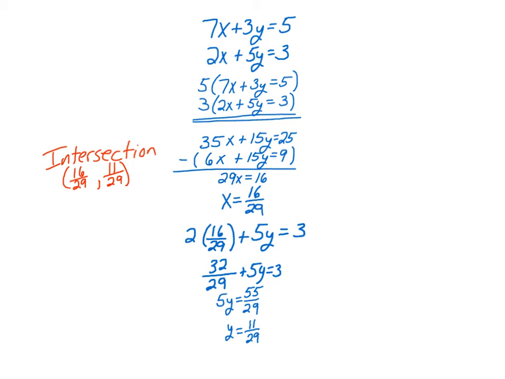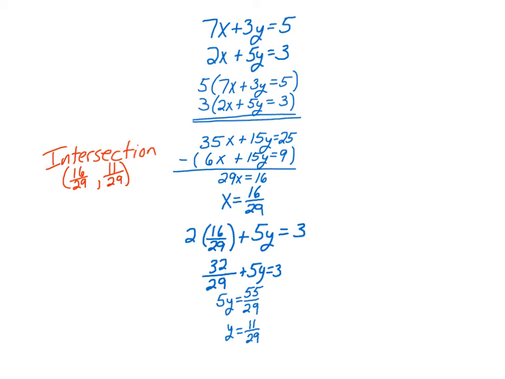Here's the solution. What we decided to do is multiply the top equation by 5 and the bottom equation by 3 in order to make the y coefficients both 15. Then by subtracting both equations, we got 29x equals 16. Solving for x, we got 16 over 29. And again, you could use this as a decimal.